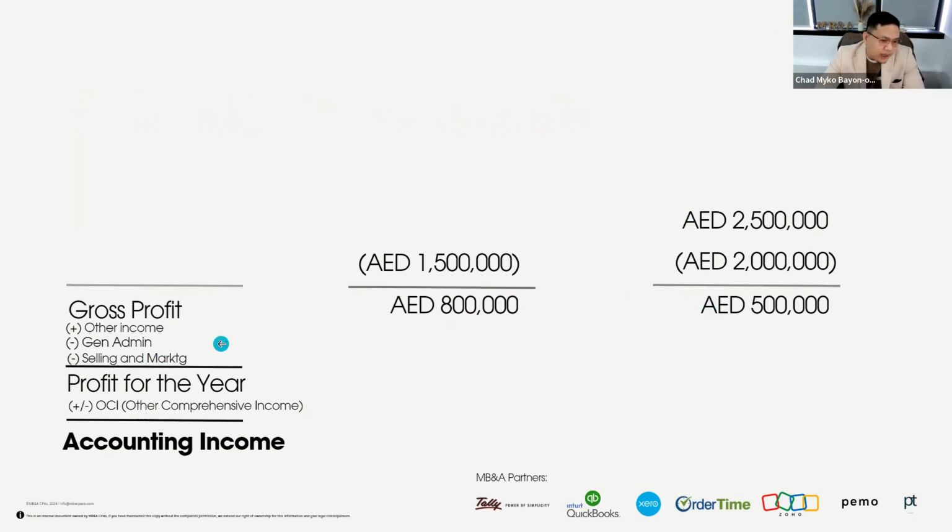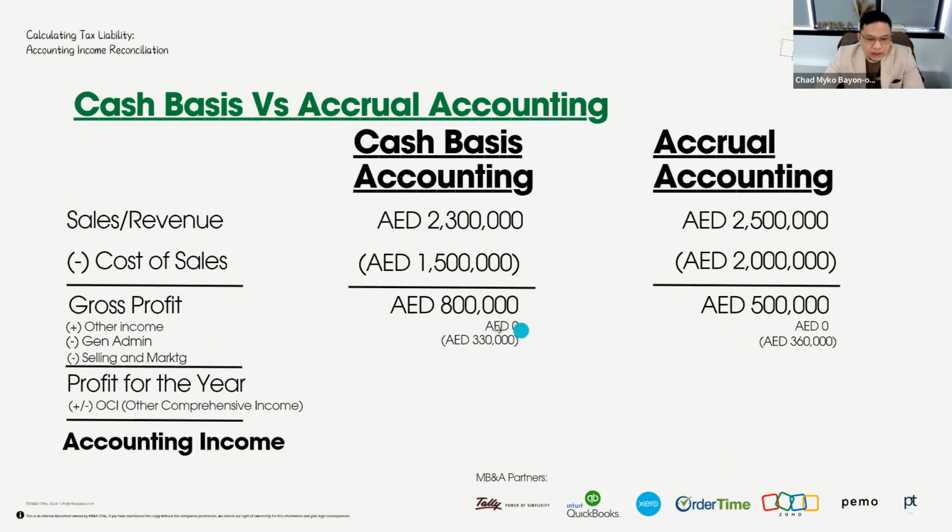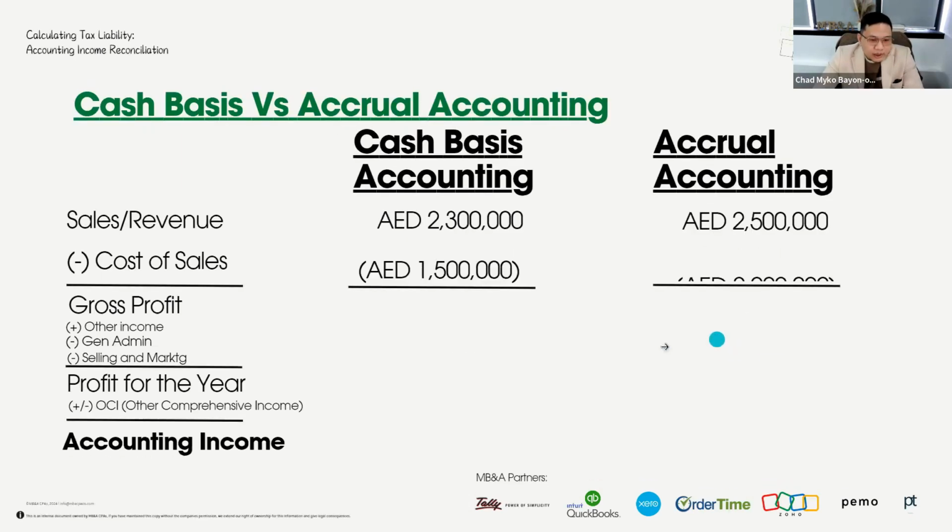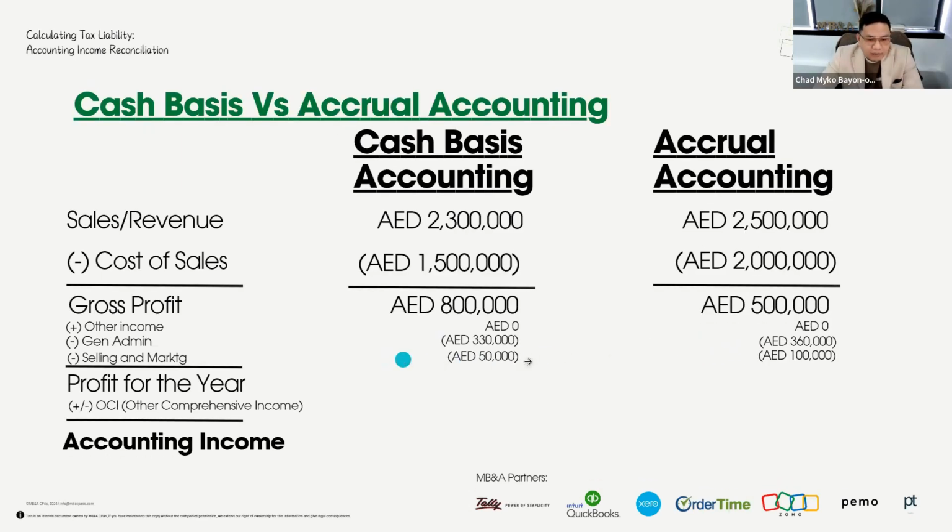And then we don't have any other income. So that is null. Then for general administrative expenses, that's for your employee cost. So we have paid 330,000 for cash basis accounting. But since we have incurred also the 30,000, that's considered as part of your expenses for accrual accounting. And then you have your selling and marketing expenses. You paid 50,000. So for cash basis accounting, that will be considered as your expenses. For accrual accounting, your full amount of 100,000 will be there.